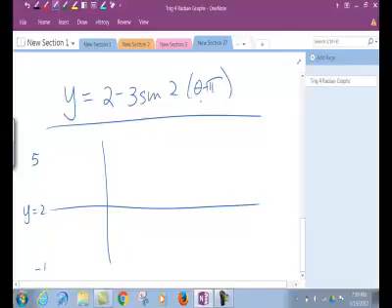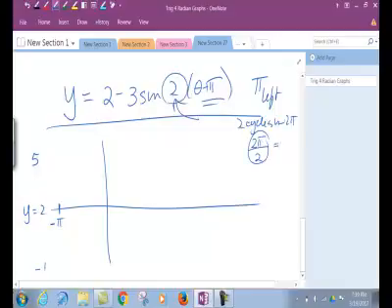All right. The plus pi means that I start pi to the left. So I'm going to start at -pi. The 2 here means 2 cycles in 2 pi. Shortcut, take 2 pi and divide by the c value, and that is the period of our transformed sinusoid. So if I start pi to the left and the period is only pi, that means I'm going to end at 0.